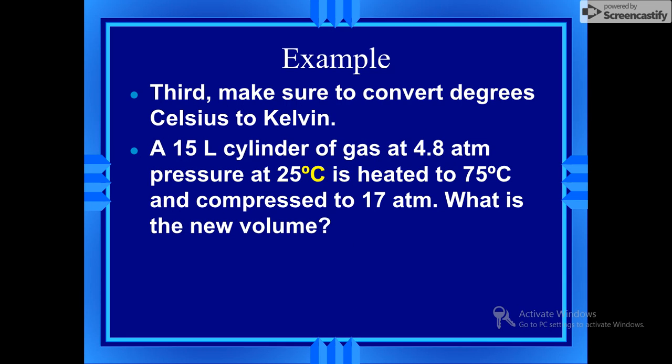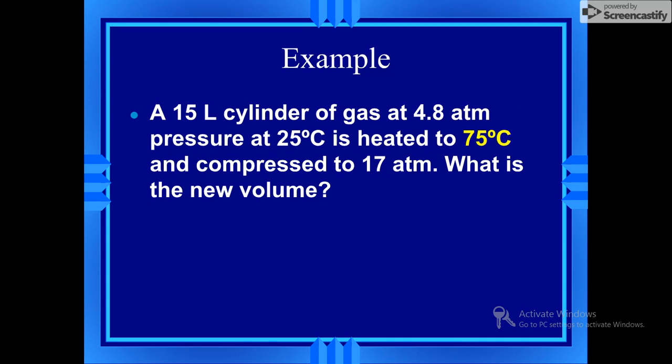Now what we have to do is convert all of our Celsius into Kelvin. We're going to start with our initial temperature, our T1, where we have 25 degrees Celsius. Remember, to go from Celsius to Kelvin, you just add 273. So 273 plus 25 is going to be 298 Kelvin. Now we have to do the same thing for our T2, which is 75 degrees Celsius. We'll take 75 plus 273, and that's going to give us 348 Kelvin. So that is our T2.